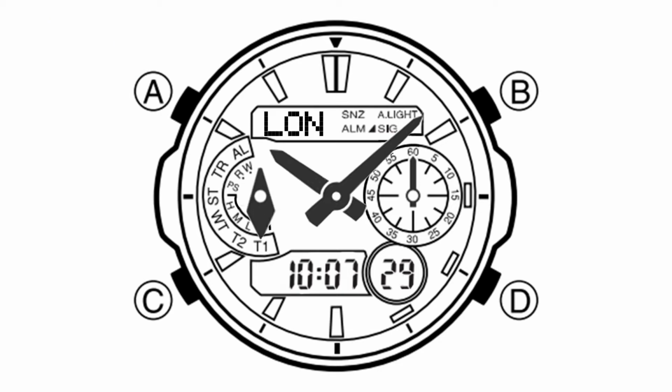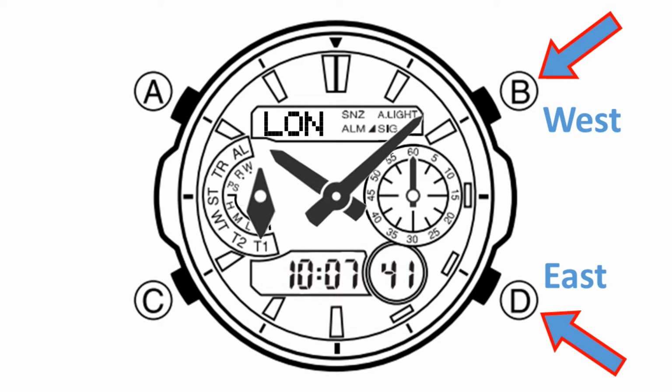After pressing A for 5 seconds, the left-hand dial shows T1 and the upper display shows a flashing LON, which is the present home city setting of London. The lower digital display switches from showing the date to the time in the presently selected time zone. Now you press button B or D. With each press of button B, the next home city to the west is shown. Pressing button D moves the time zone eastwards.